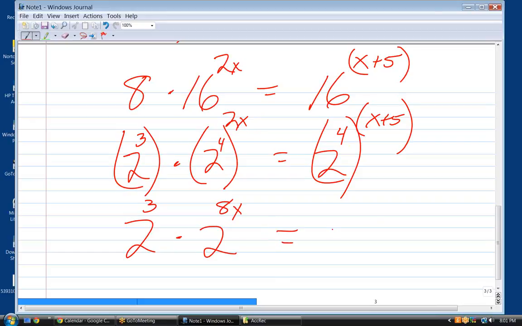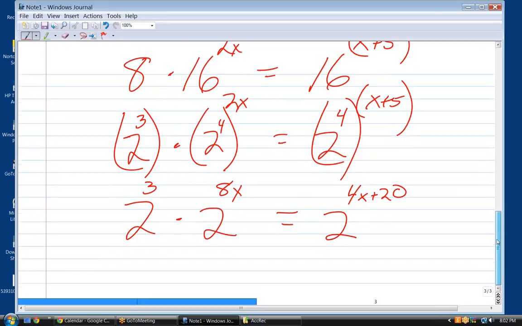Same thing over here. We have to multiply that 4 by both of those, so that becomes 4x plus 20. Now what can I do on the left side? You can condense it, so you would get 2 raised to 8x plus 3. There you go. Equals 2 to the 4x plus 20.